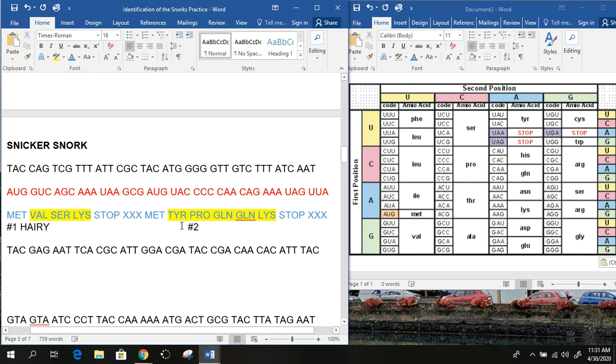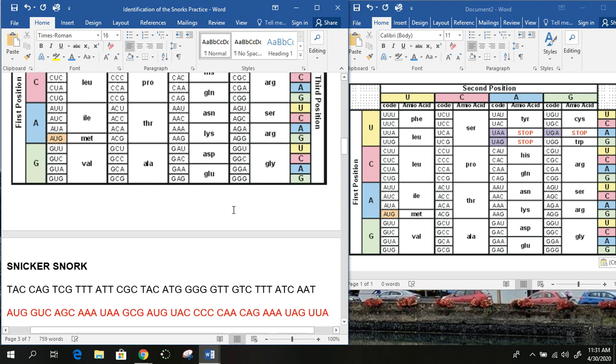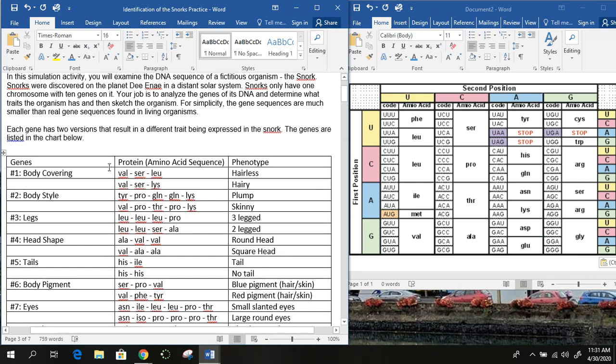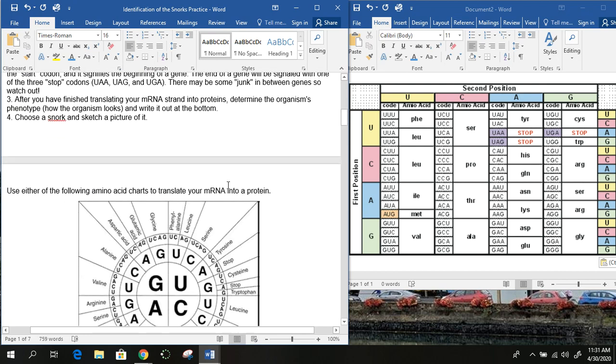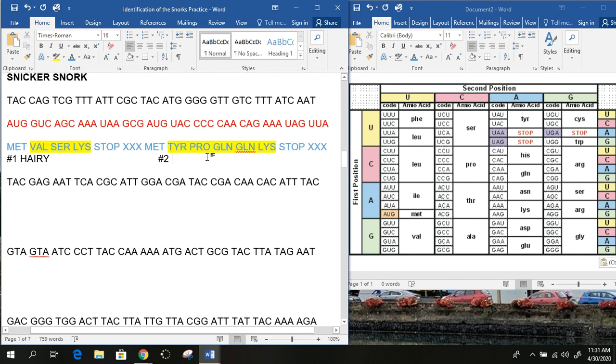All right. Let's look at number 2. Let's look at our next traits. Tyrosine, Pro, Gln, Lys. Go to number 2. It starts with tyrosine, Pro, and he's going to be plump. Okay.